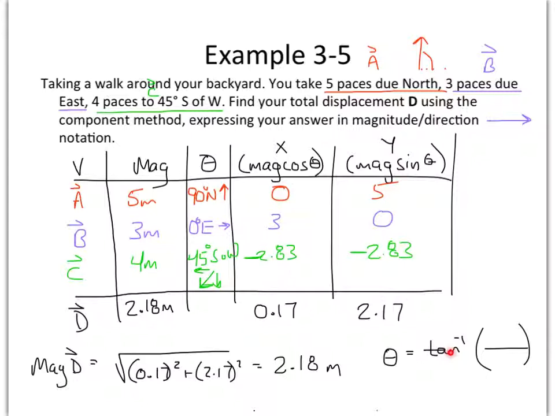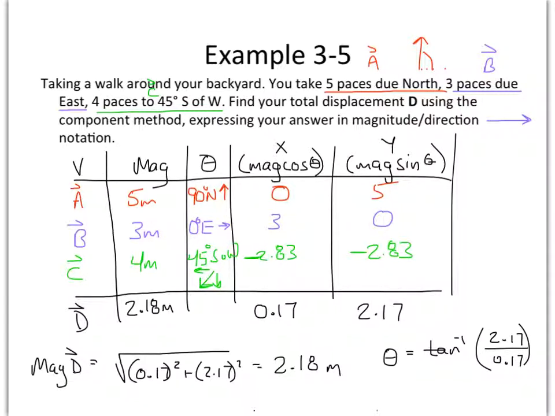Well, we know that tangent is opposite over adjacent, and so whenever we have any angle based off the horizontal, the opposite side is going to be the y component, and the adjacent side is going to be the x. So for our purposes, it's always going to be the y over the x. So what's the y component of vector D? 2.17, right? What's going to be the x component for vector D?